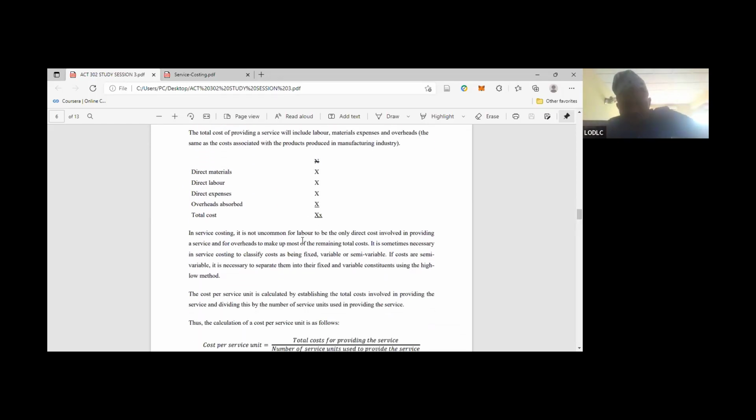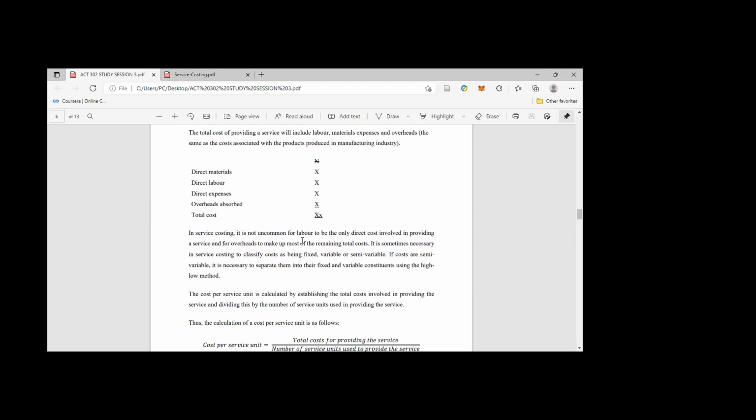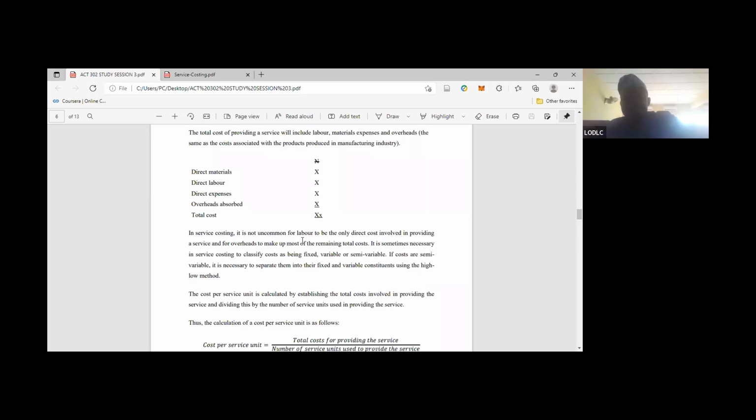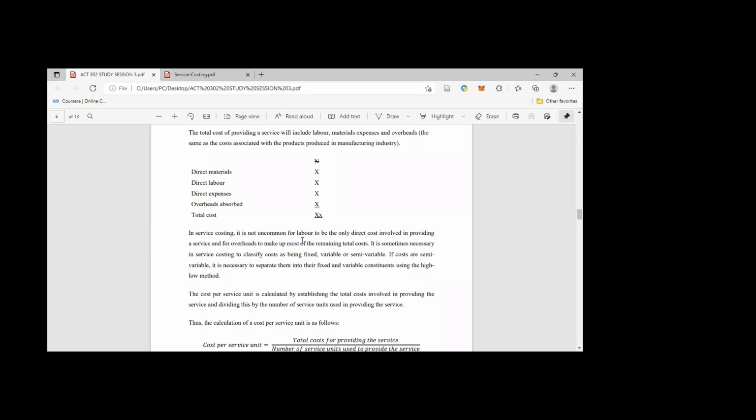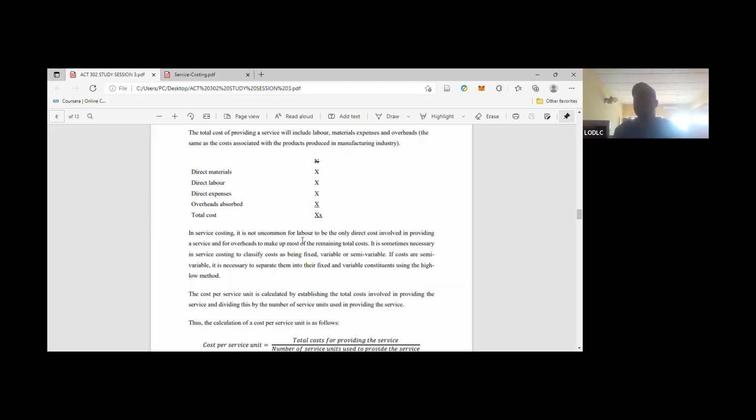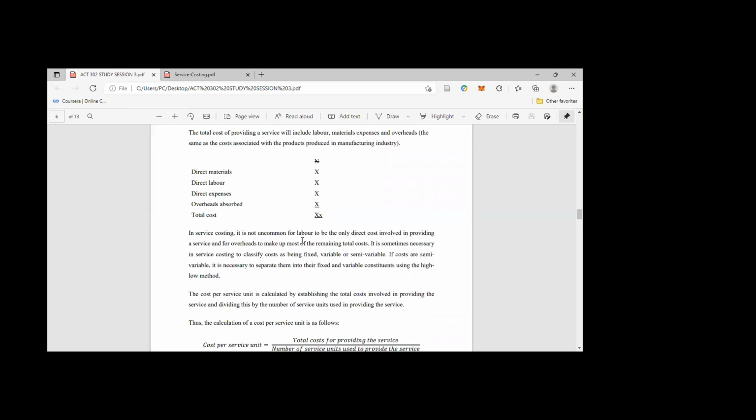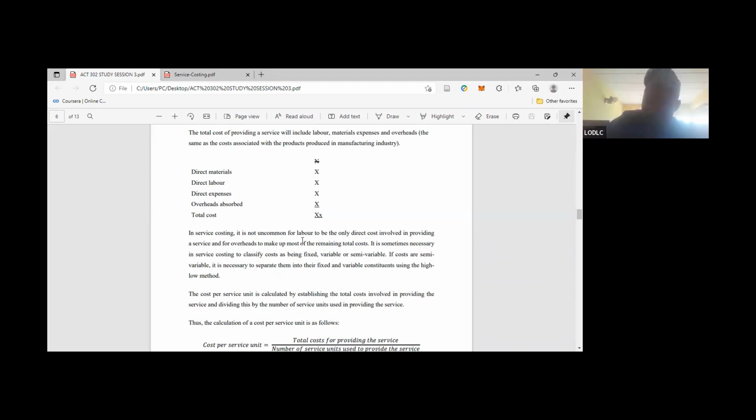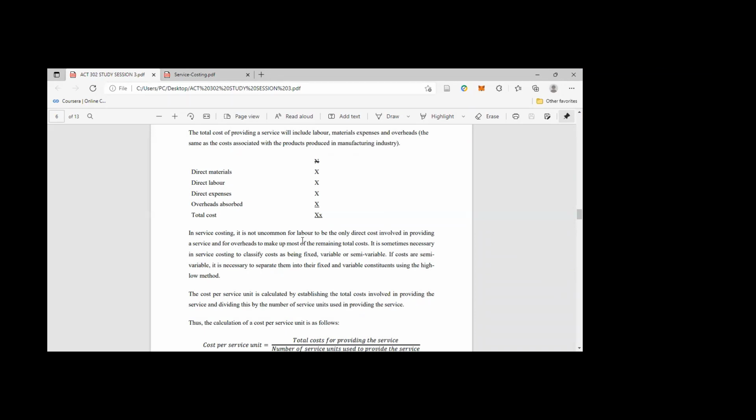In service costing, it is not uncommon for labor to be the only direct cost involved in providing a service, and for overheads to make up most of the remaining total cost. It is sometimes necessary in service costing to classify costs as being fixed, variable, or semi-variable. If costs are semi-variable, it is necessary to separate them into fixed and variable costs using the high and low method. What do I mean by this?